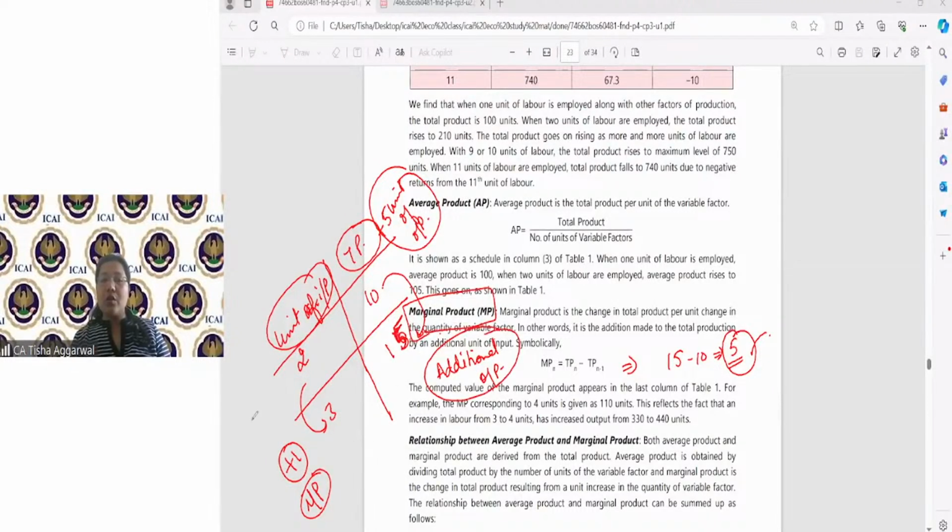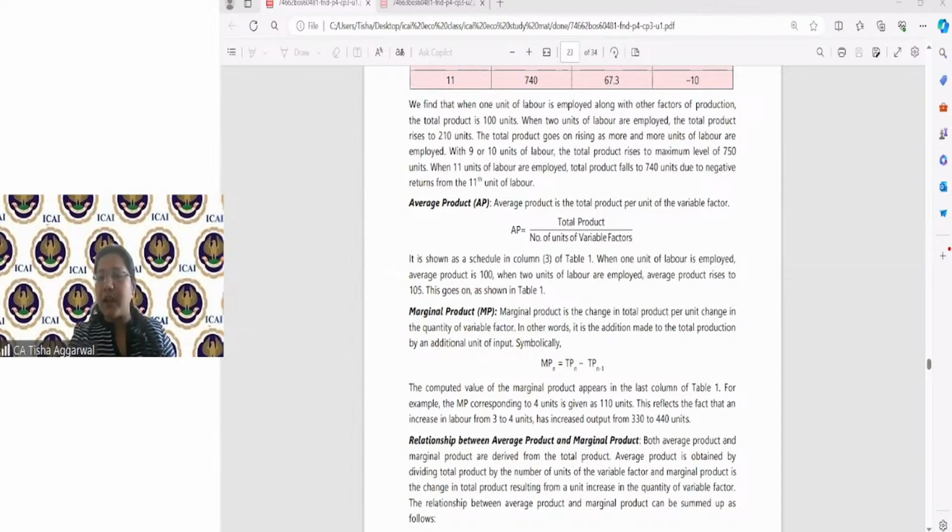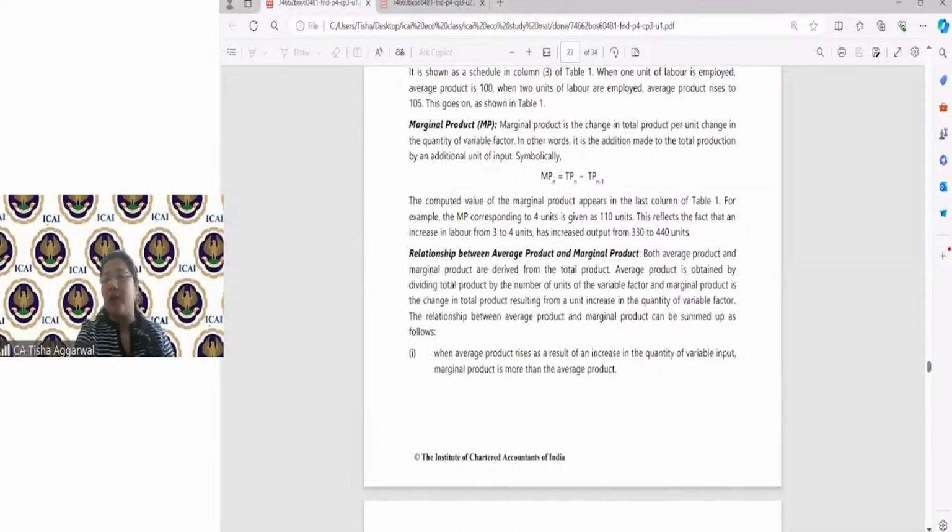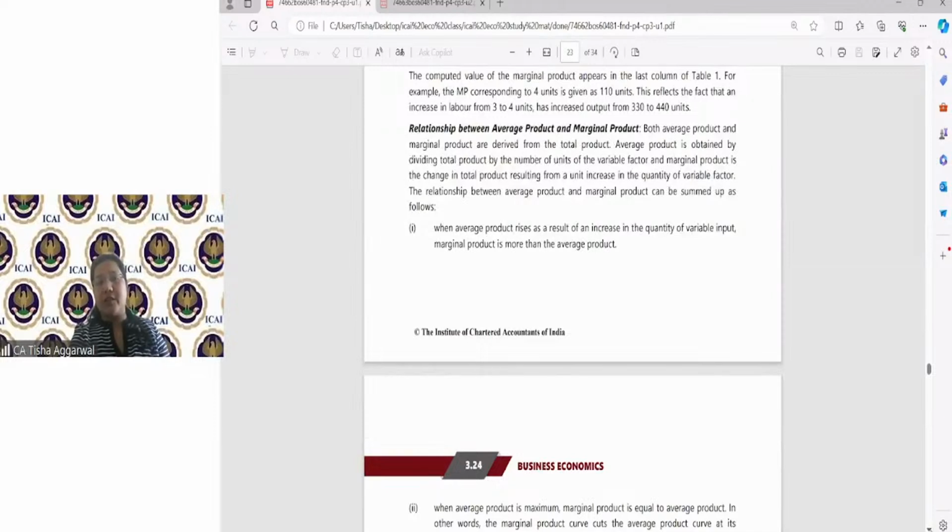When you talk about the production function, it says how your input is behaving with respect to the output. That is what gives you the production function. So whenever we talk about average product and marginal product, obviously they get derived from the total product. How do you derive average product? Average product is TP divided by Q. And how do you derive the marginal product? Marginal product is change in output upon change in input.